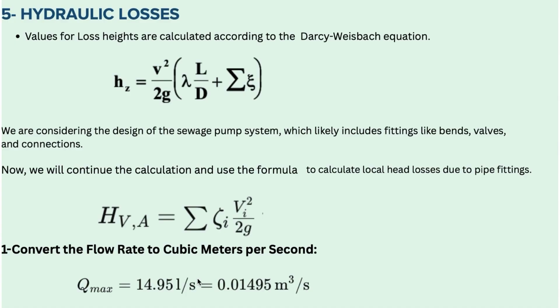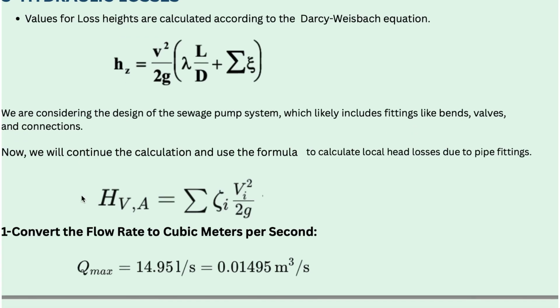So hydraulic losses are the values for the loss heights that are calculated basically according to the Darcy-Weisbach equation, which is v squared over 2g times lambda l over d plus the sum of the losses here. So we are considering the design of the sewage pump system, which includes fittings like bends, valves, and connections. So we will continue the calculation and use this formula right here to calculate the local head losses due to the pipe fittings. So there's also another method which is called the equivalent length replacement method.